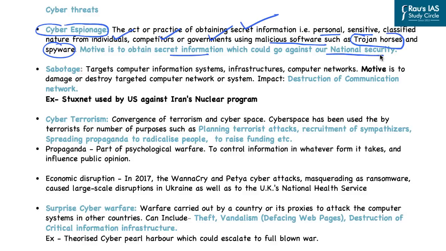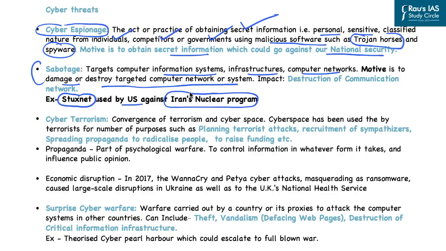So this kind of threat is also present against India, and this is one of the threats that India faces. Second is sabotage, which means targeting computer information systems, infrastructure and computer networks. The motive here is to damage or destroy the targeted computer network system. One of the prime examples of this is the use of Stuxnet software, which was used by the United States of America against Iran's nuclear program to sabotage its nuclear facilities.